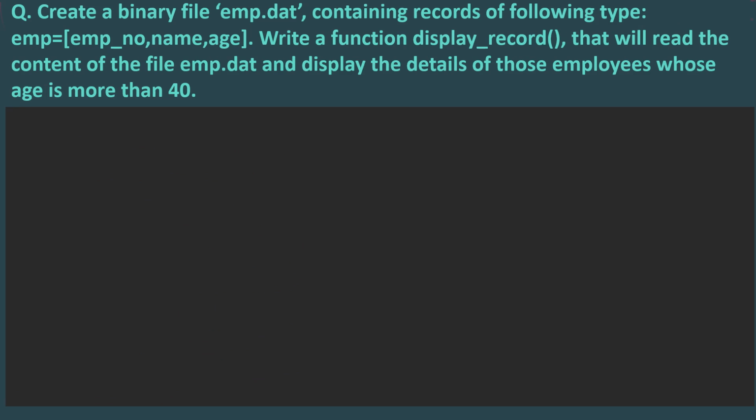Now the next program is to create a binary file emp.dat containing records of the following type. Here emp is equal to emp number, name, and age in a list. Write a function display_record that will read the content of the file emp.dat and display the details of those employees whose age is more than 40.